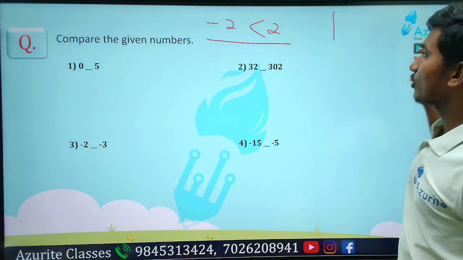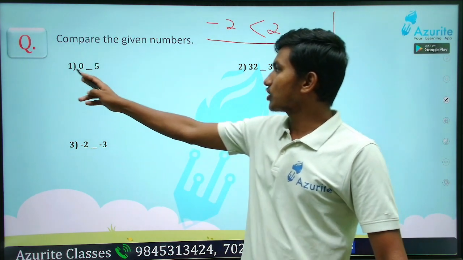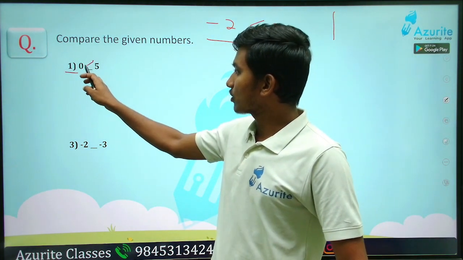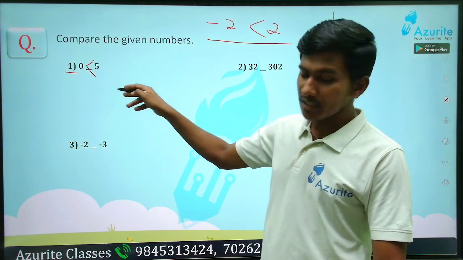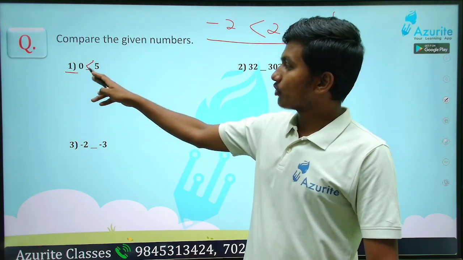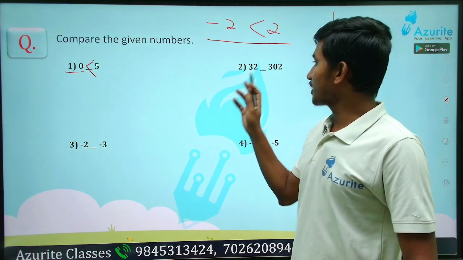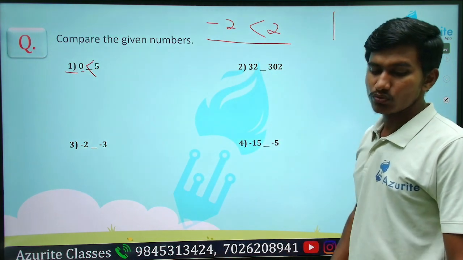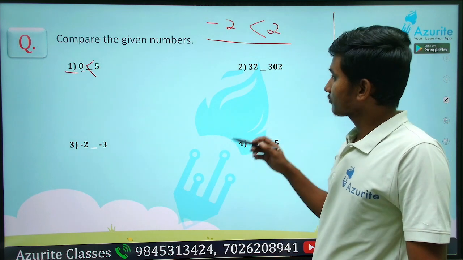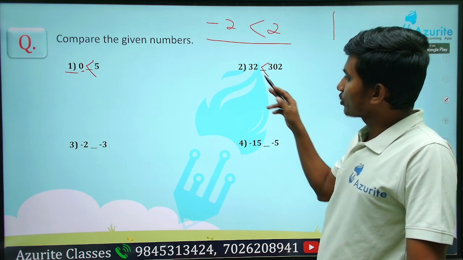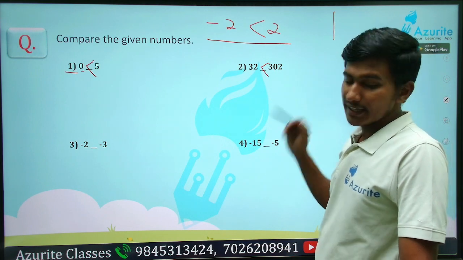So now let us solve some of the questions here. Zero and 5, which is greater? 5 is greater, so start from 5 and come back, right? So 0 is lesser than 5. Next question, 32 and 302, which will be the answer? Yes, 302 is bigger, start from that, come back to it. So 32 is lesser than 302.